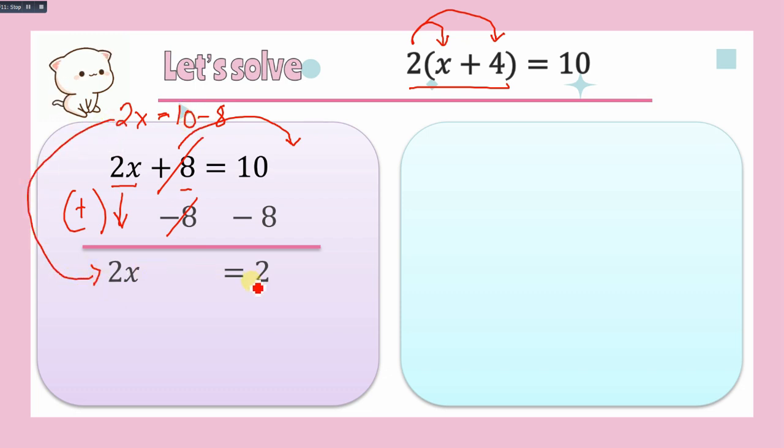To eliminate 2, we can simply apply the division property of equality, wherein you divide both sides by 2. So 2 divided by 2 is 1. Then x equal to 2 divided by 2, that will be x is equal to 1.